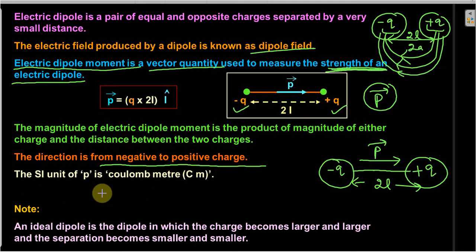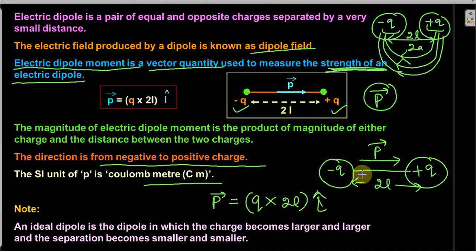Next is the SI unit of p. The dipole moment's unit is coulomb meter, and according to the definition we can write an expression for the dipole moment. Dipole moment is represented by p and it is the product of either charge, any one charge you can take, multiplied by the distance between the two charges, and i represents the direction because this is on the x-axis. So in vector form we can represent the dipole moment in that way.